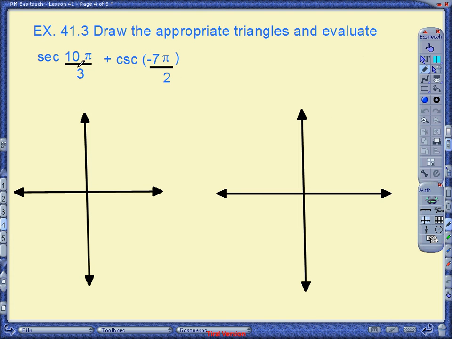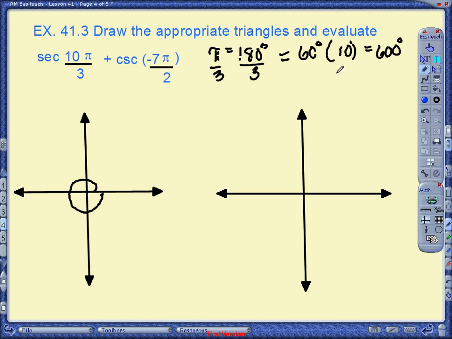This example, pi over 3, since pi equals, remember, 180 degrees, pi over 3 will equal 180 divided by 3, and that's going to be equal to 60. And 10 times 60 degrees is 600. Again, more than 360 degrees. This angle's gone around once, a full 360, and we have to subtract 360 from 600, and we find that it's landed in the third quadrant at 240 degrees.